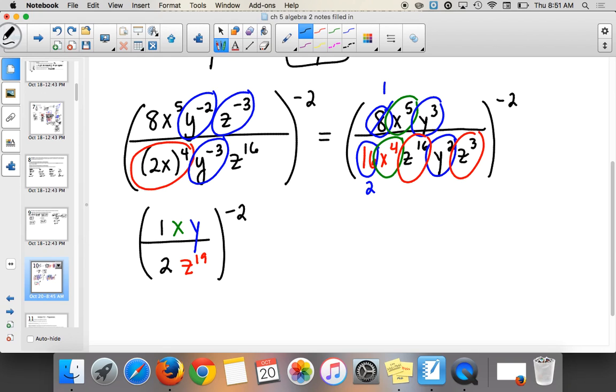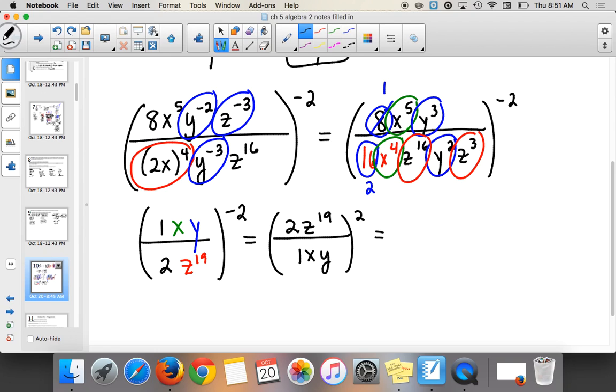So now what do I do when I have a negative exponent on the outside? Yeah, you can take the reciprocal of everything on the inside. So when I take the reciprocal of everything on the inside, I have 2z to the 19th all over 1xy, and I'm raising it to the 2. You don't really need the 1 there, right? 1xy.